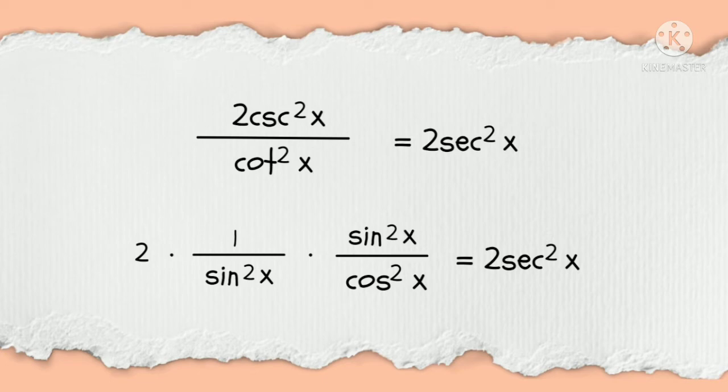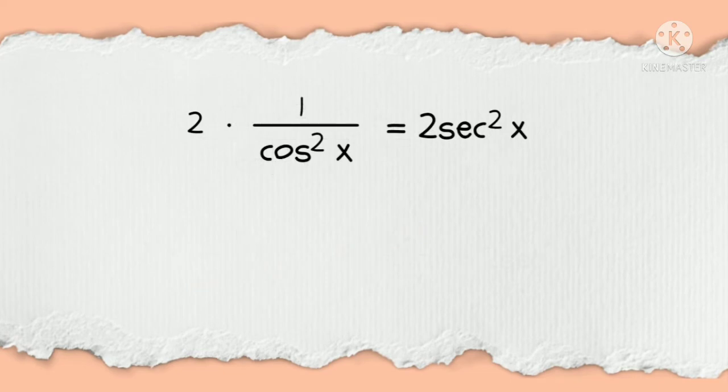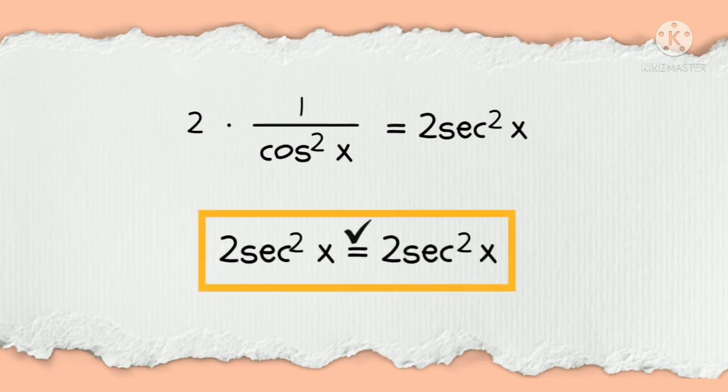At this state, we can now have 2 times 1 over sine squared theta times sine squared theta over cosine squared theta. Just cancel the sine squared theta for us to have 2 times 1 over cosine squared theta. Now, we can already find the equivalent of 1 over cosine squared theta, which is secant squared theta. Just multiply it to 2 for us to have 2 secant squared theta. Being said, we can now already prove that both sides are equal.